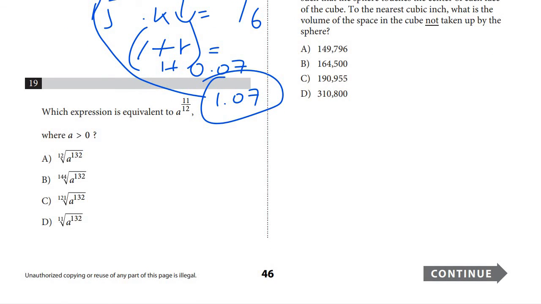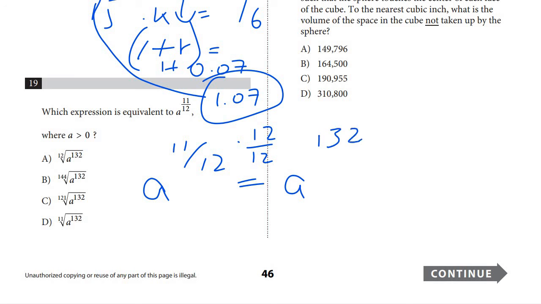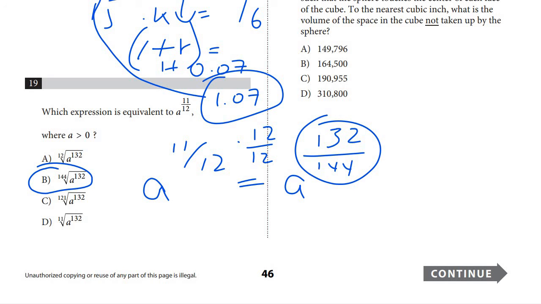19, our last question for the day. Which expression is equal to a to the 11 over 12? Well, I don't see any 11 and 12s in my answers, so I have to work towards my answer. If I multiply this here by 12 over 12, I'm going to get a to the 132 over 144. And these two numbers are in B, and that is the right answer.